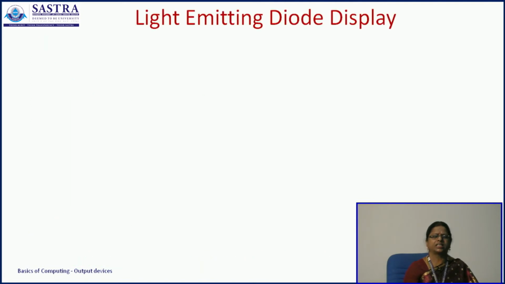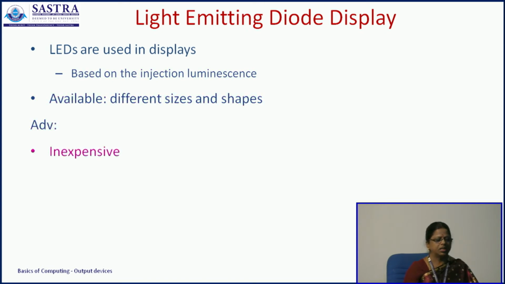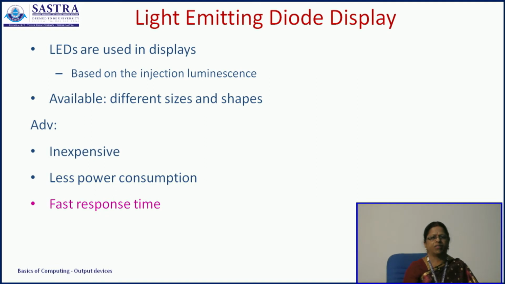Let us see the next type of display, which is the light emitting diode display, which we call the LED display. LEDs are used in displays and work on injection luminescence. It is available in different sizes and shapes. The advantages of LED displays are: it is inexpensive, it consumes less power, it has fast response time, and it produces good viewing angle.